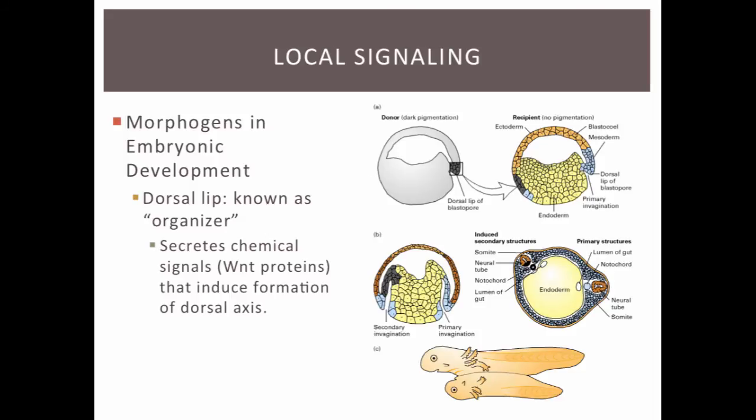So the dorsal axis refers to your belly and your back. Your dorsal side would be where your backbone is, or where the dorsal fin of a shark would be, and then your ventral side is your belly side.